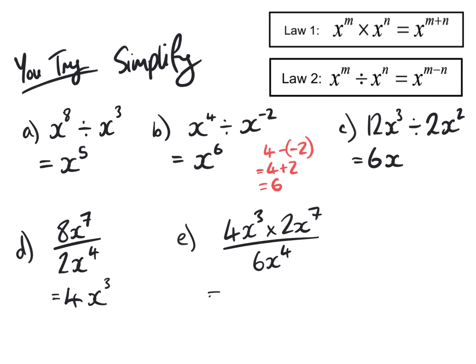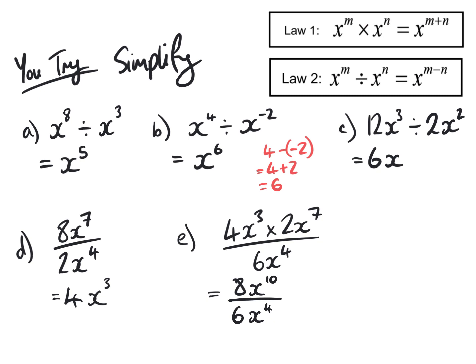The next one here is one where we're going to need to use both laws. So we want to divide all of this by 6x to the 4. So before I do that, I'm going to simplify all of this by using law 1. So 4 times 2 is 8. We'll start with that. And then x cubed times x to the 7 is x to the power of 3 plus 7. So that's x to the power of 10. And that's over 6x to the power of 4.